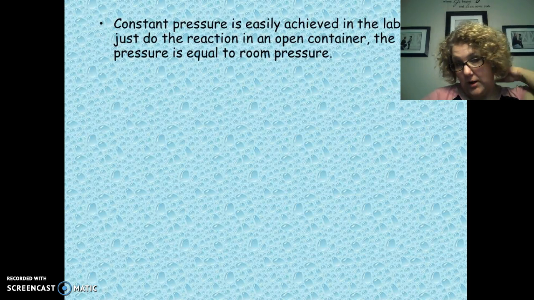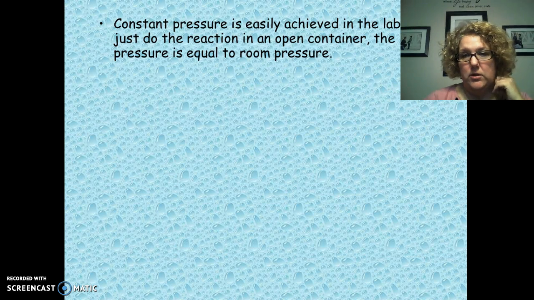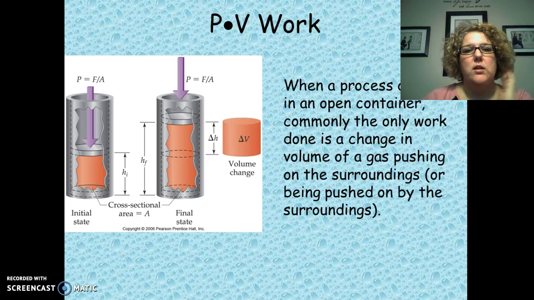All right, so constant pressure, as I said earlier, is easy to achieve in the lab. Just do the reaction in an open container. The pressure is equal to room pressure. So when you look at this picture, you may not see that as an open container, but this piston's movable, so that counts.